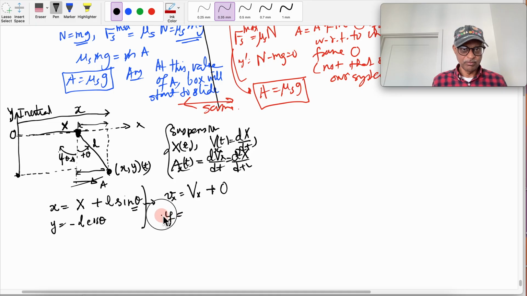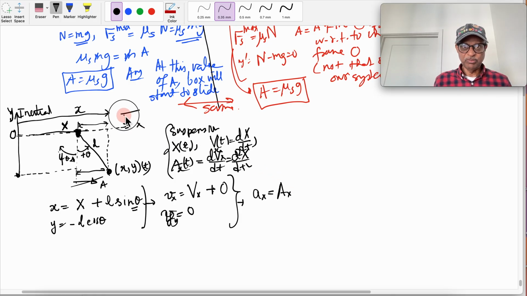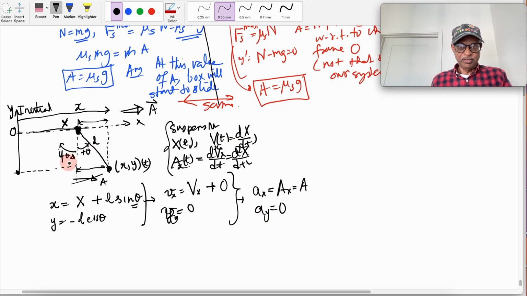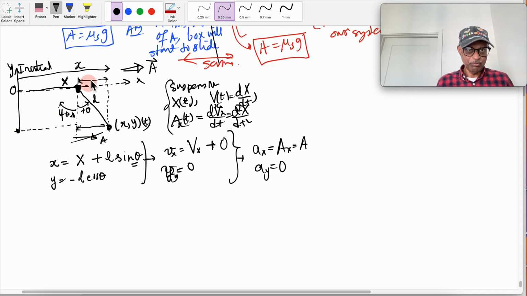Vy will be 0, and a sub x will be a sub x. We assume that this is the direction of the acceleration of the truck, so this is just a, and a sub y was 0. Now we can write the equation in this frame by identifying the forces.